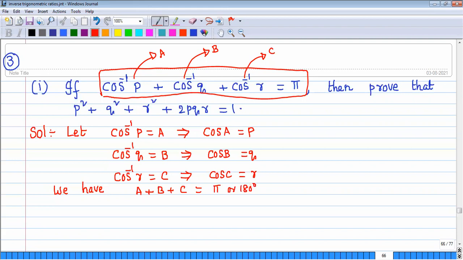Transformation problem. Up to this one, you consider P square plus Q square plus R square. So let us try to find out. P square means cos square A plus cos square B plus cos square C. If A plus B plus C is equal to pi, what is the value of cos square A plus cos square B plus cos square C? If you are able to find out, then we can prove P square plus Q square plus R square plus 2PQR is equal to 1. So let us move to the next page to prove that one.